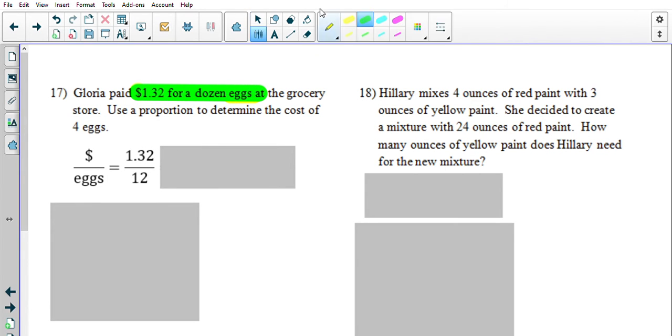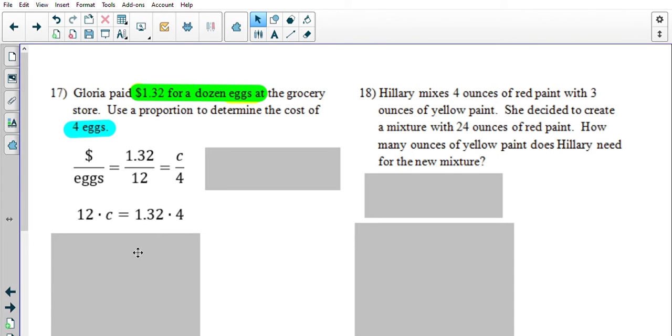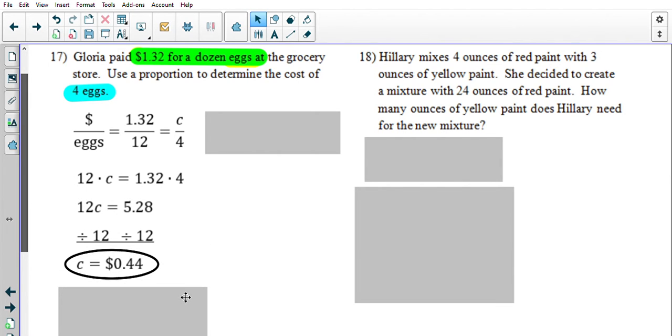And we are trying to find the cost specifically for 4 eggs. Eggs is on the bottom. It won't always be on the bottom. It just happens to be for all of these. So we know that it's $1.32 for 12 eggs, a dozen. We want to find the cost C for 4 eggs. So let's cross multiply. We have 12 times C equals $1.32 times 4, which is $5.28. Divide both sides by 12, and the cost of 4 eggs will be 44 cents.